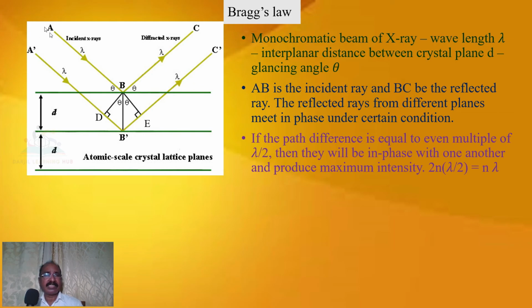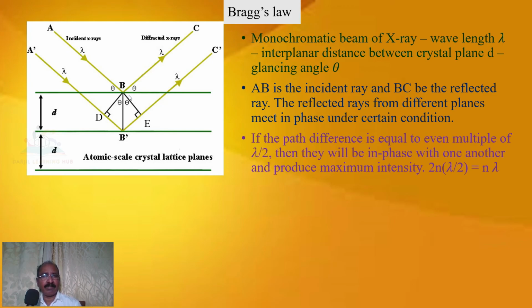Consider a monochromatic beam of X-ray. AB is the monochromatic beam of X-ray. When I say monochromatic, you will know the wavelength will be lambda, only one wavelength. And let small d be the interplanar distance of the crystal plane, and theta be the glancing angle. You should also know what is meant by glancing angle. The angle between the incident X-ray and the crystal plane is called the glancing angle.